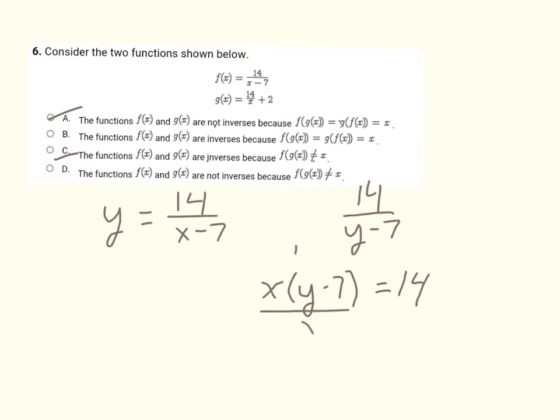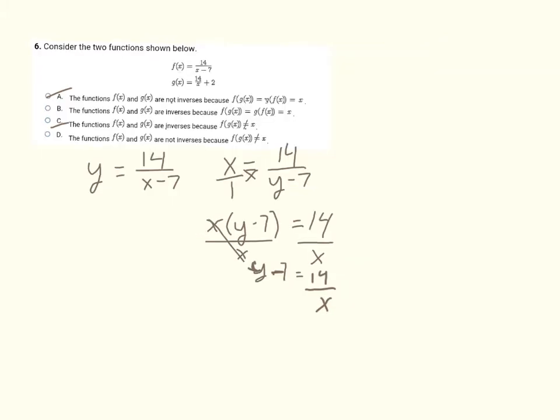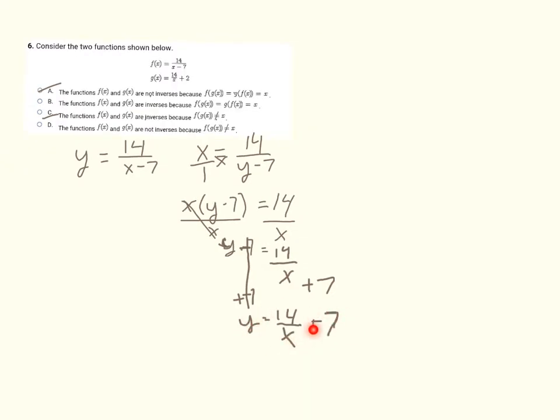Well, now I can divide both sides by x, and these x's cancel, and I'm left with y minus 7 equals 14 over x. And then I want to add 7 to both sides. These 7's here are going to cancel, and I'm just left with y equals, and it's just going to be that 14 over x plus 7. And so this is the inverse. Up here, it had a plus 2 instead of a plus 7. These aren't the same, so they are not inverses of each other. So that means my answer is going to be D.